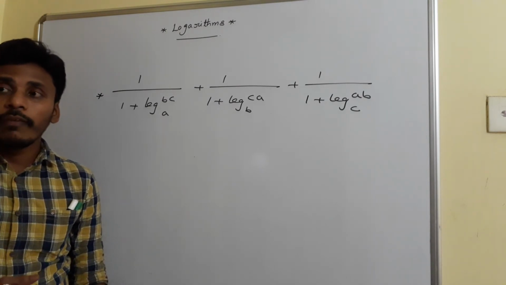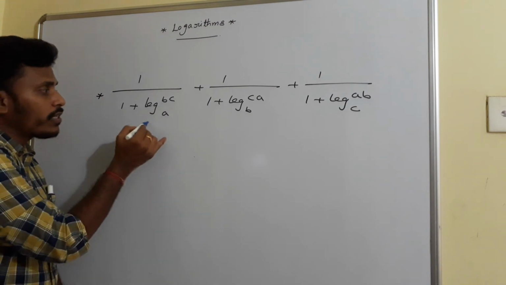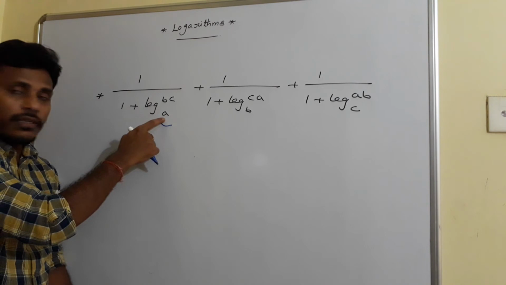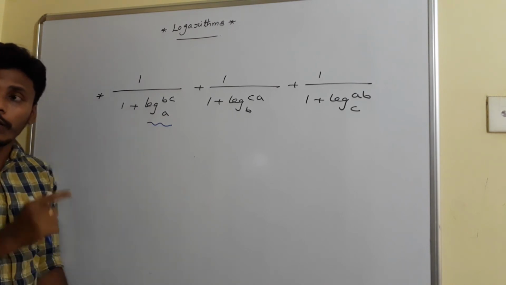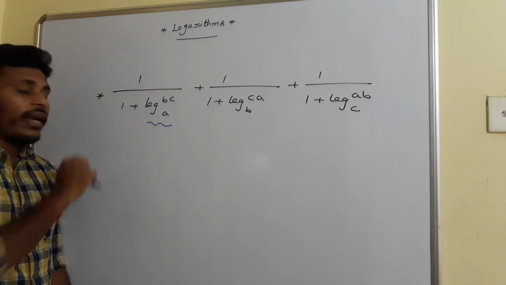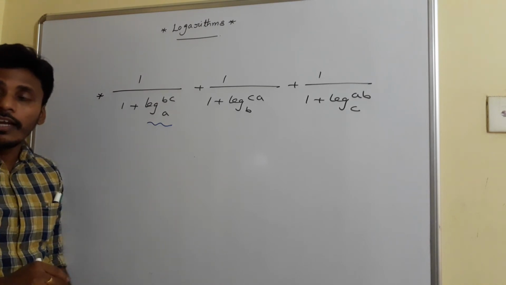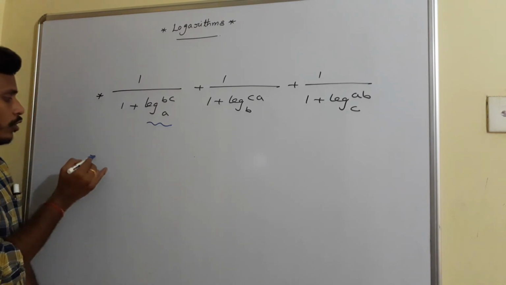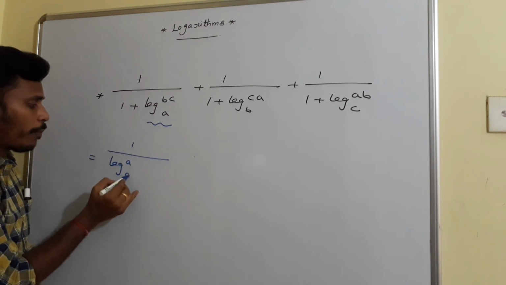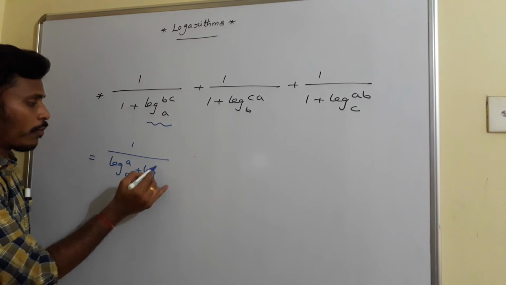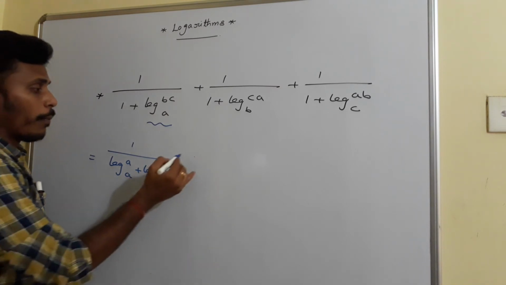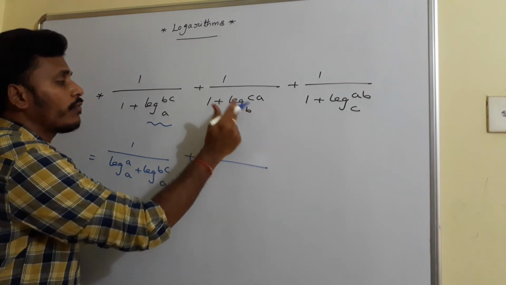Right? To simplify it, since it is log BC base A, you need to add 1. Since this is base A, I am writing this 1 also as a logarithm with base A. See, by writing this 1 as a logarithm with base A, it becomes log A base A. So this is equals to 1 by logarithm of A base A plus logarithm of BC base A. Right? Plus, now here it is the logarithm with base B.